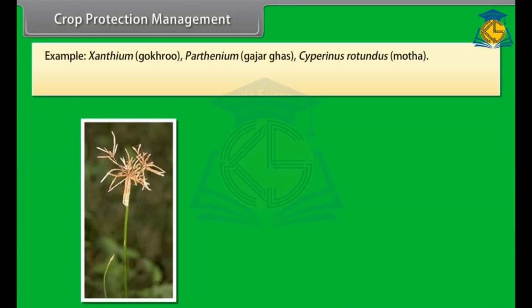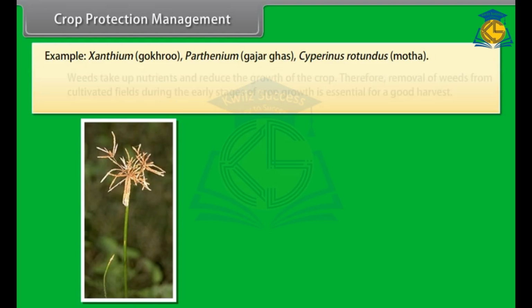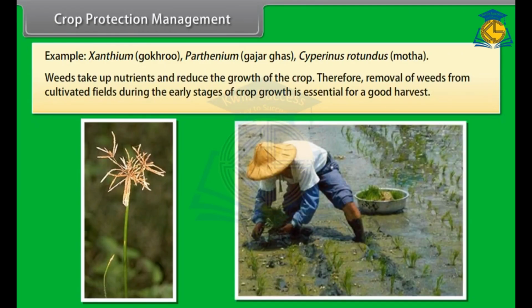Example: Xanthium, Gokru; Parthenium, Gajar Ghas; Cyperus rotundus, Motha. Weeds take up nutrients and reduce the growth of the crop. Therefore, removal of weeds from cultivated fields during the early stages of crop growth is essential for a good harvest.